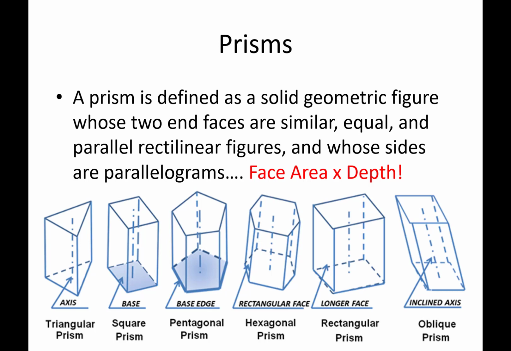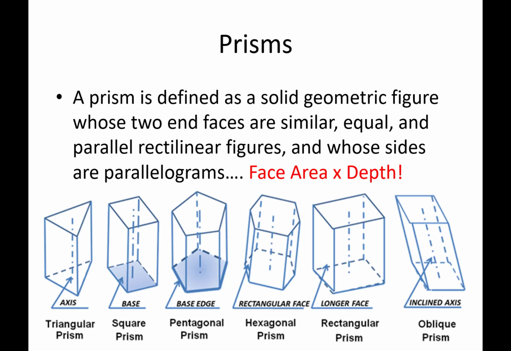The textbook defines a prism as a solid geometric figure whose two end faces are similar, equal and parallel rectilinear figures and whose sides are parallelograms. Well, that's wonderful, but what does all that mean?